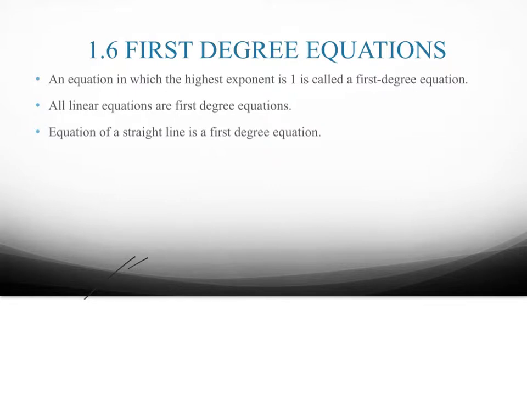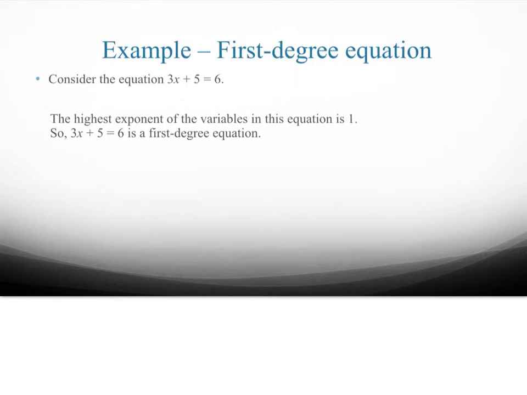Let's start with just some basic definitions. A first-degree equation is an equation where the highest exponent is 1. So all linear equations are considered first-degree equations. And also the equation of a straight line is a first-degree equation. Here's an example for you. 3x plus 5 equals 6. That's a first-degree equation because if you look at the x, we don't see an exponent. And remember, when you don't see an exponent, it means there's a 1 there.